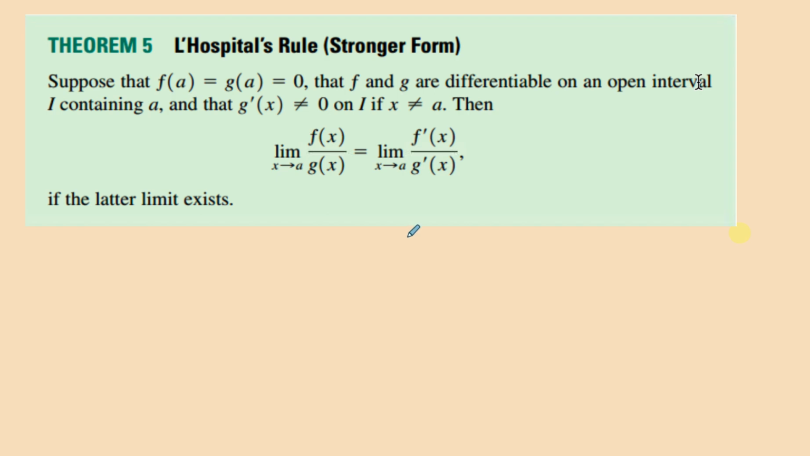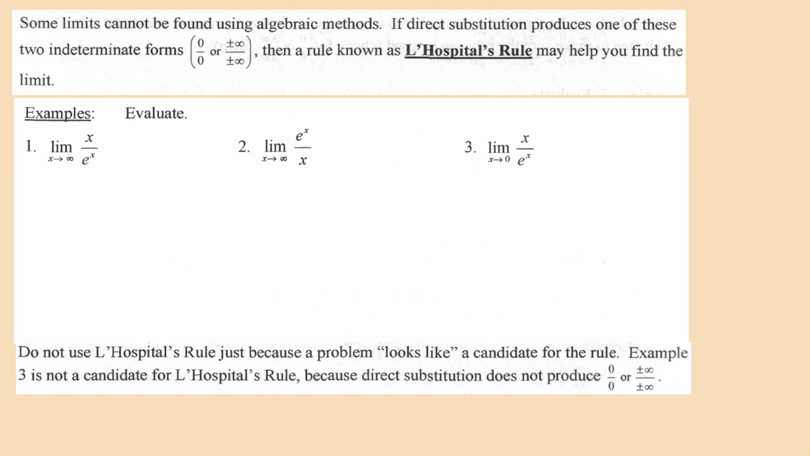L'Hopital's rule, stronger version, which is what I like to use. It says that as long as we have the same hypothesis that we had before, the limit as x approaches a of f of x over g of x is equal to the limit as x approaches a of the derivative over the derivative. I like this form because I like to continue taking the limit, and then I evaluate the limit when I feel like it. Sometimes we have to do it more than one time. Let's take a look at these problems.